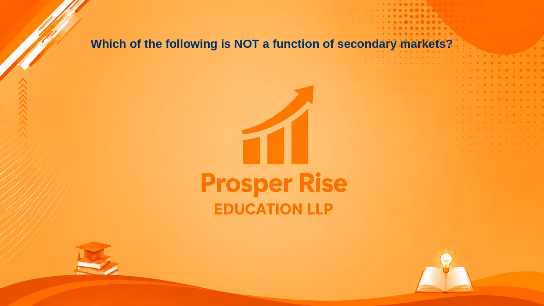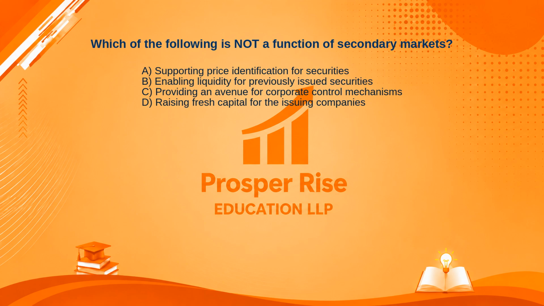Which of the following is not a function of secondary markets? Here are your options. A. Supporting price identification for securities. B. Enabling liquidity for previously issued securities. C. Providing an avenue for corporate control mechanisms. Or D. Raising fresh capital for the issuing companies.